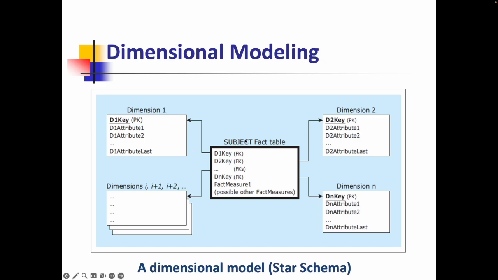For example, here is your fact table. As you can see, there are several attributes for each of these tables, right? But the minimum number of attributes that you can have in your fact table, what is the minimum number of attributes that you can have in your fact table?